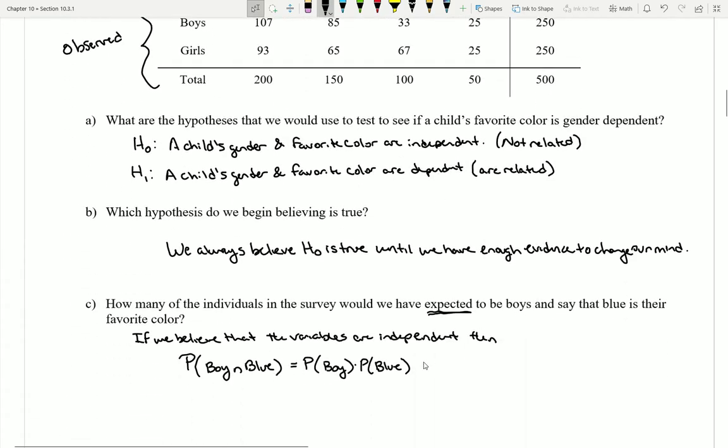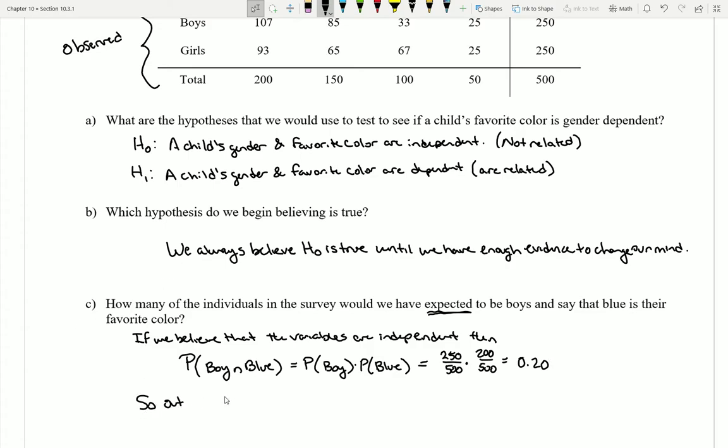So, well, let's see. I should be able to figure this out. I know that in total there were 250 boys out of the 500 individuals, and I know that there were apparently 200 individuals that said that they liked blue out of the total 500 individuals. I think if I multiply this out, you can double check me, but I think this comes out to be 20%. So, if these variables were independent, I would have expected 20% of all the people in this survey to have been boys that said blue is their favorite color.